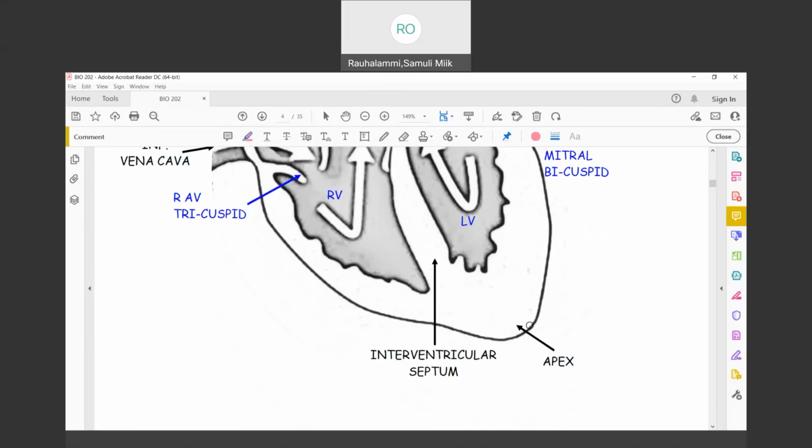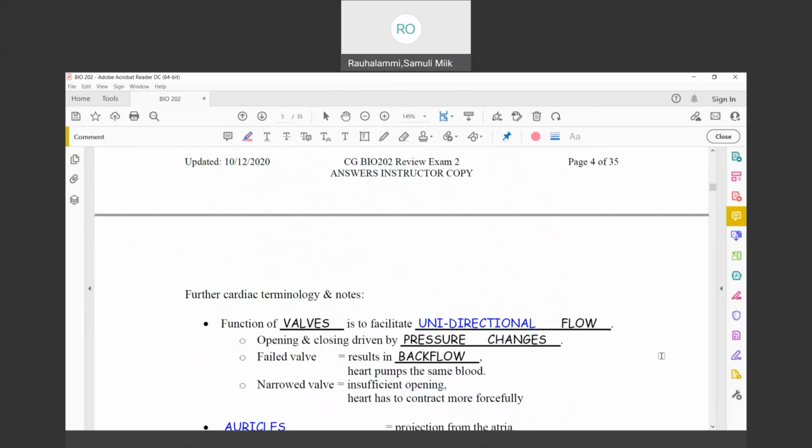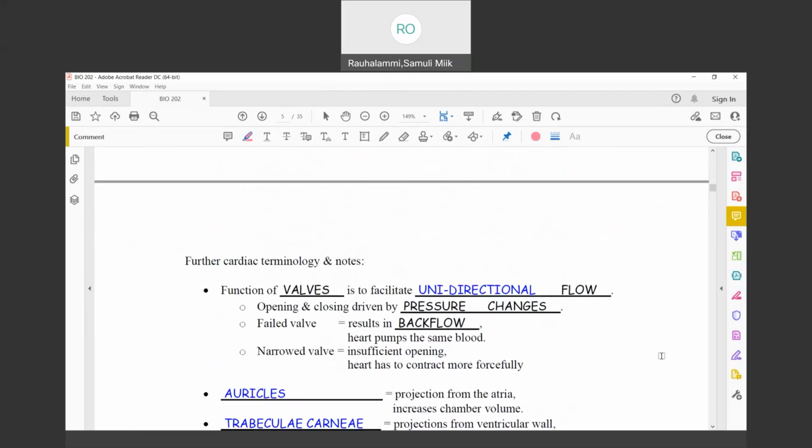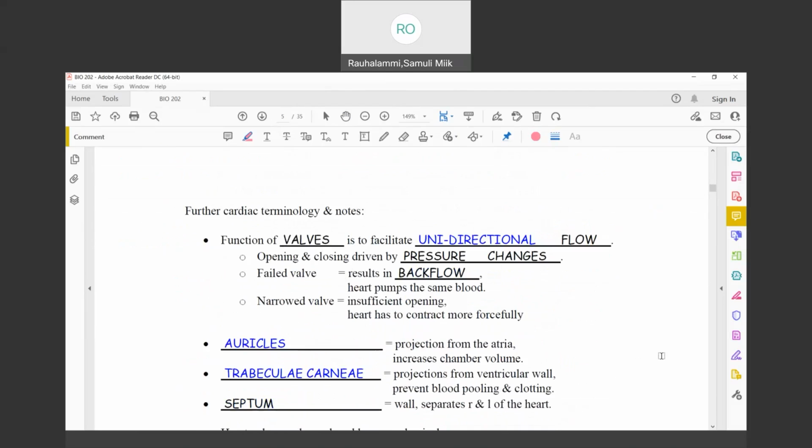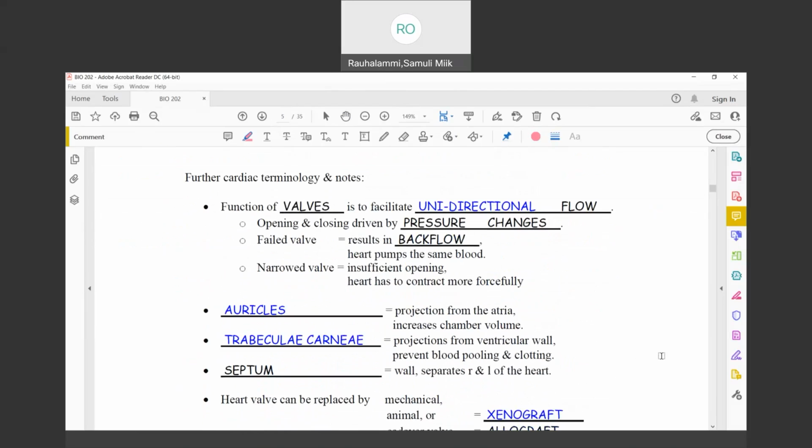Two other structures that you see nicely on this diagram are the apex, so the sharp tip of the heart, and again our interventricular septum, the wall separating the two ventricles. So I hope that makes sense. And now that we've talked a little bit about the valves, I think we should take just a moment to appreciate the purpose of them.